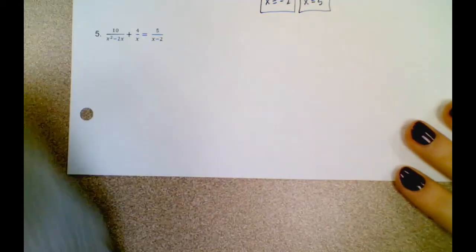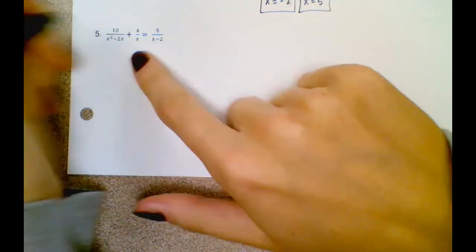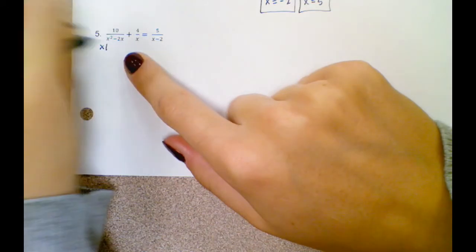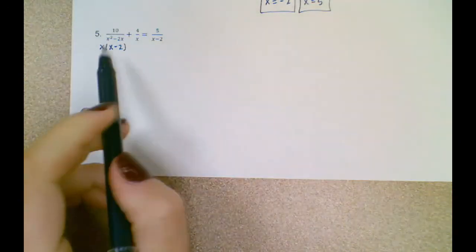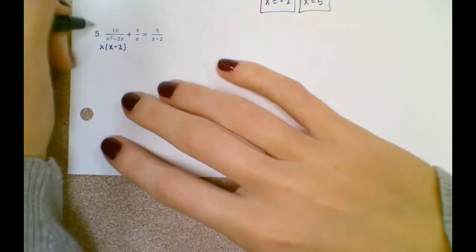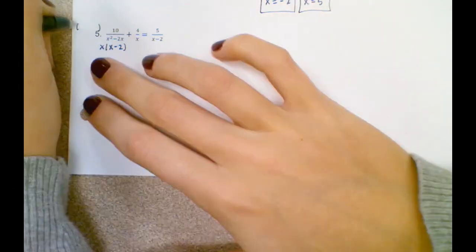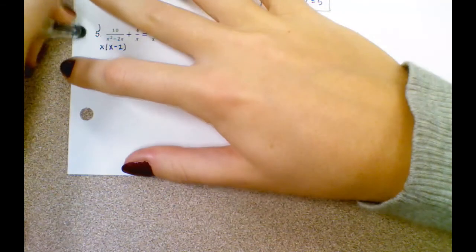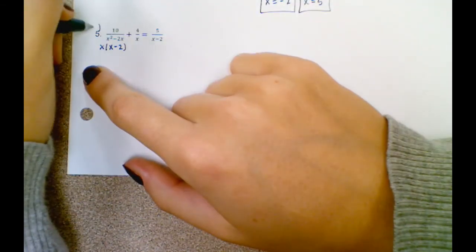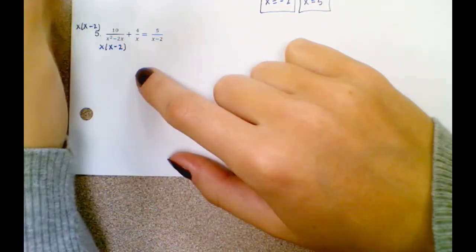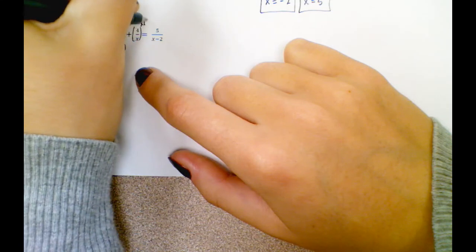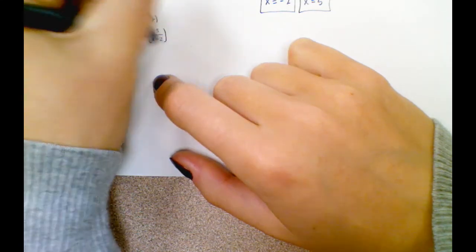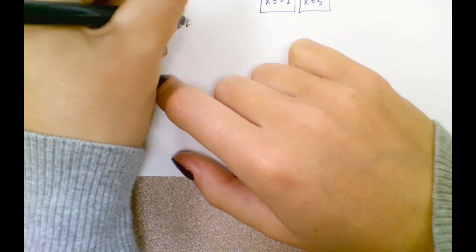Alrighty, number 5. Let's see here. Over on this side, I have a GCF of x, so I'm left with x minus 2. So it looks like my common denominator will be x times x minus 2. So let's go ahead and do that. Whoops, I did not mean to write that right away. X times x minus 2. This whole thing is x times x minus 2.